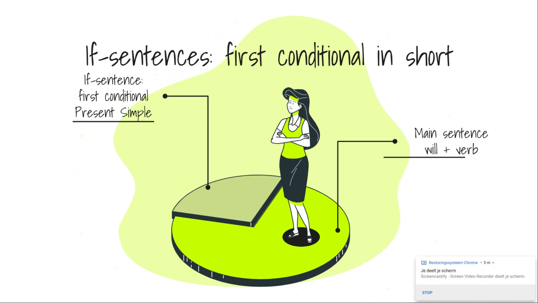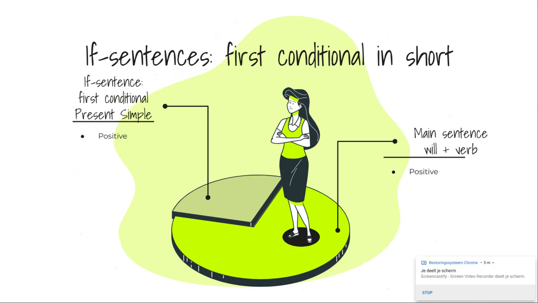Now, I'm going to tell you in short, here are all your notes. If sentence first conditional is present simple, the main sentence has got will plus verb. It can be positive, it can be negative, but this is a very important one. In the if sentence, there's never will. In the main sentence, there's always will. So, if the weather is fine, you see if, so no will, we will go for a walk.